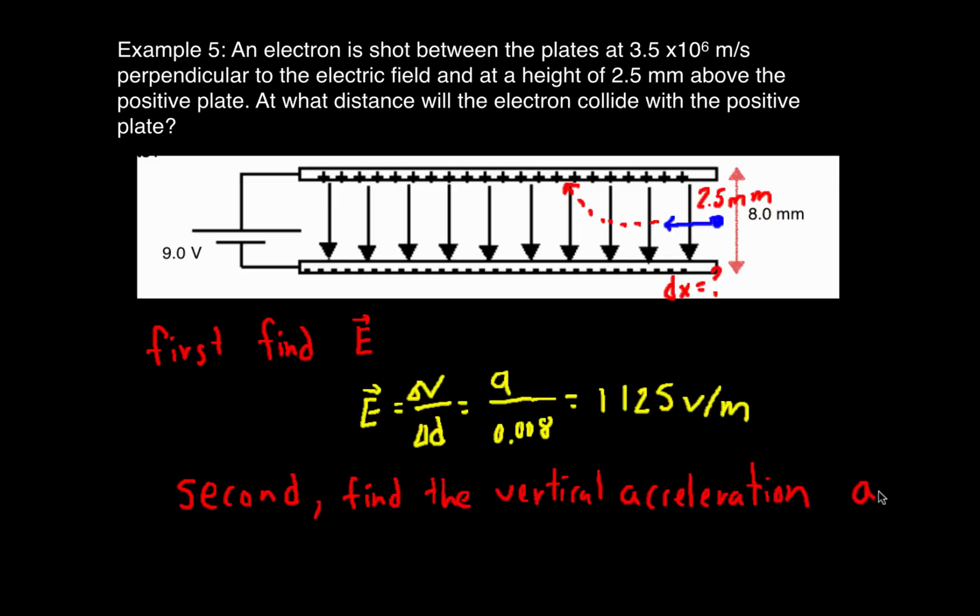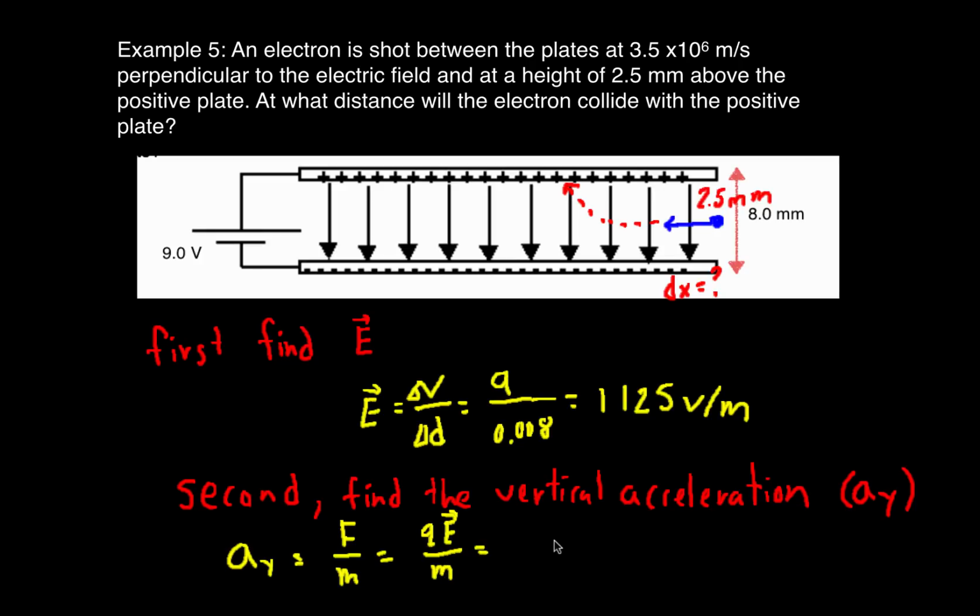This is the acceleration in the y direction. The acceleration in the y direction is equal to the force in the y direction divided by the mass of the particle, which is an electron. The force in the y direction, or the electrostatic force, is equal to the charge of the particle times the electric field.